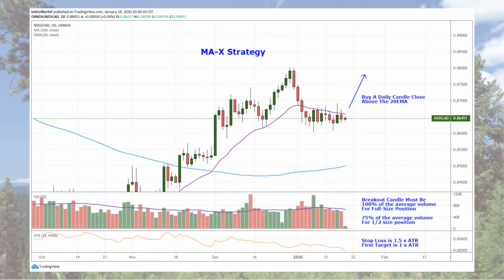Remember our daily Kiwi Loonie trade plan here. We're going to buy a daily candle close above the 20 EMA. If the volume is not quite average, go half size as long as it's at least 75% of the average. Your stop loss is 1.5 times the ATR and your first target is 1 times the ATR. And remember to click the link below to the trade management video for more details.